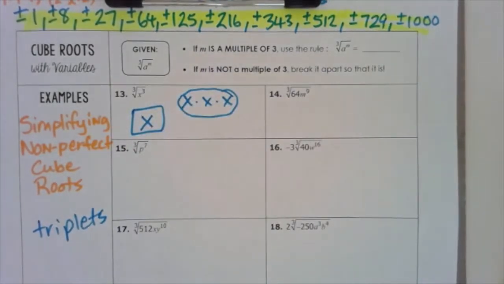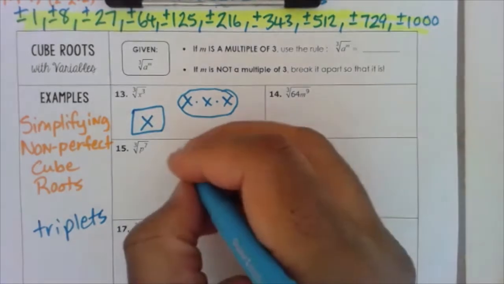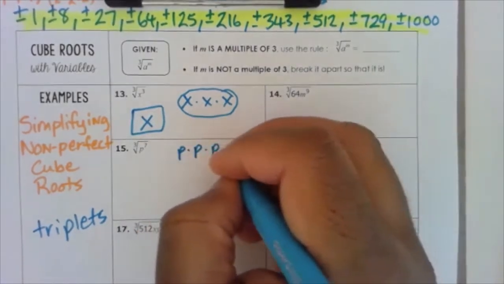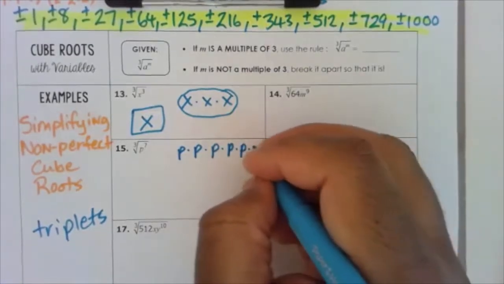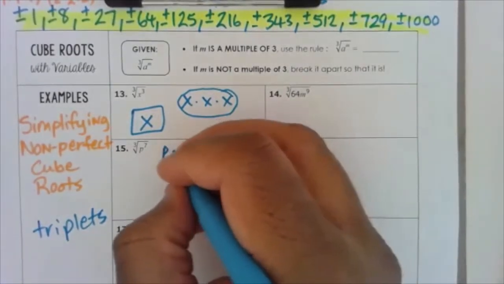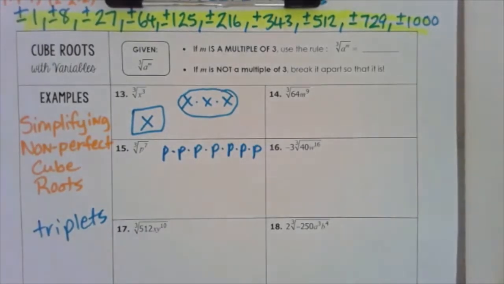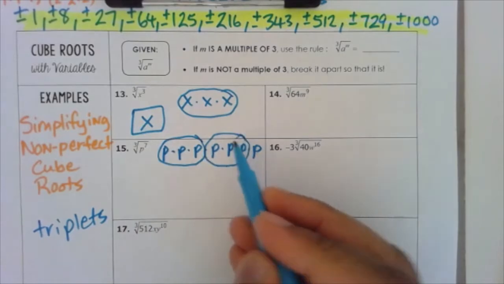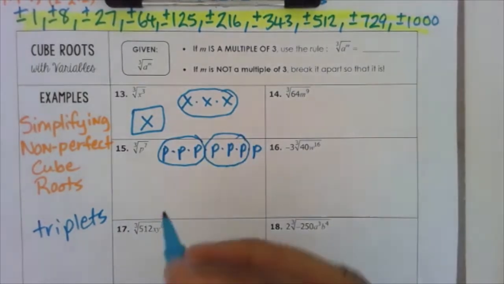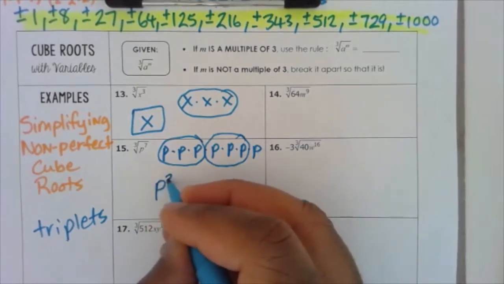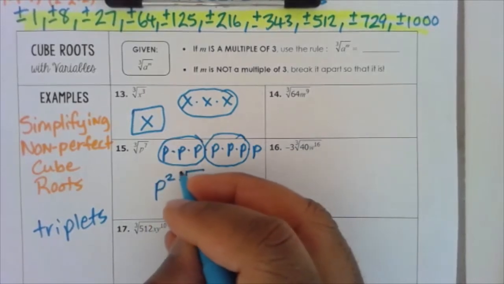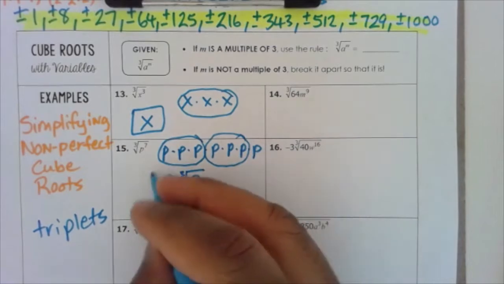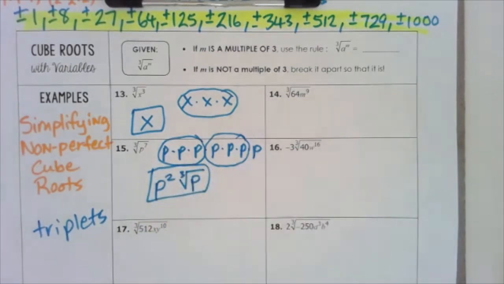Let's take a look at number 15 here. Under the radical sign, I have p to the 7th power. Now I can write this out 7 times, so p times p times p. A lot of p's here. All right, one more. And then I'm looking for my triplets. So I'm gonna circle one set of triplets, two sets of triplets. Those triplets get to go outside of the radical sign. So I'm gonna have p to the 2nd power. And then on the inside will be that lonely p. So p squared, cube root of p.